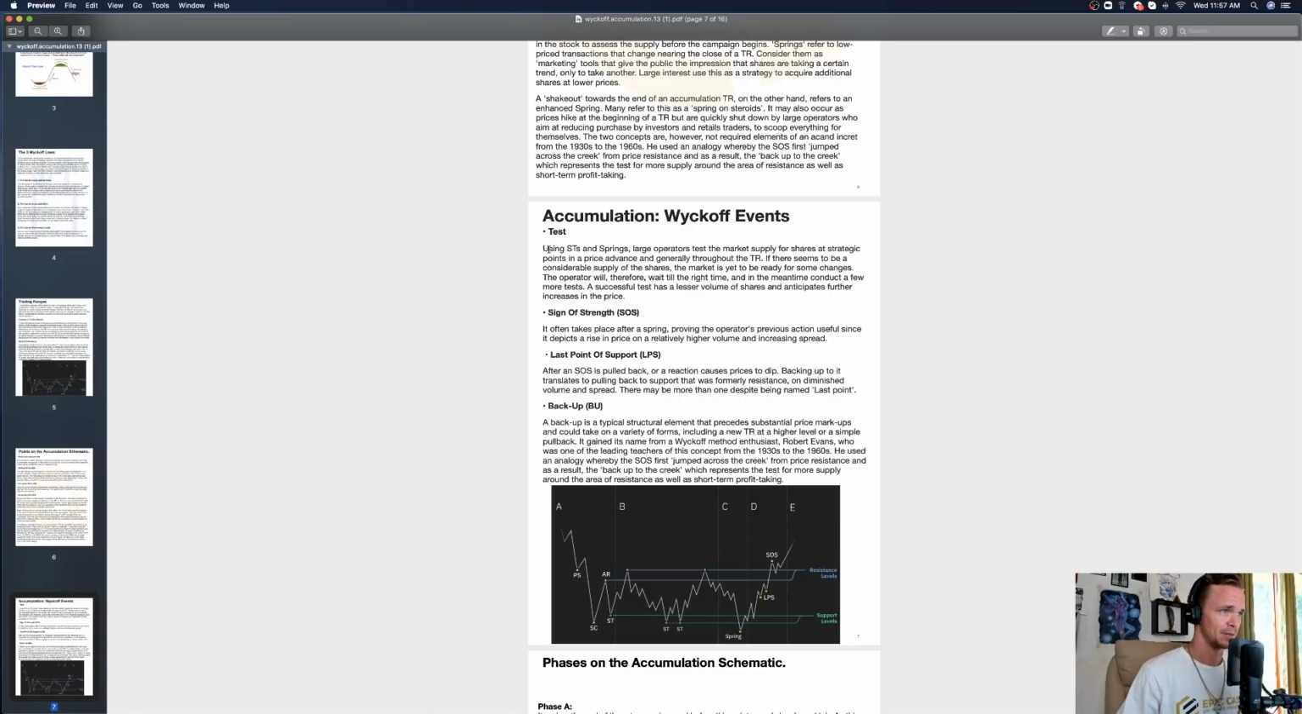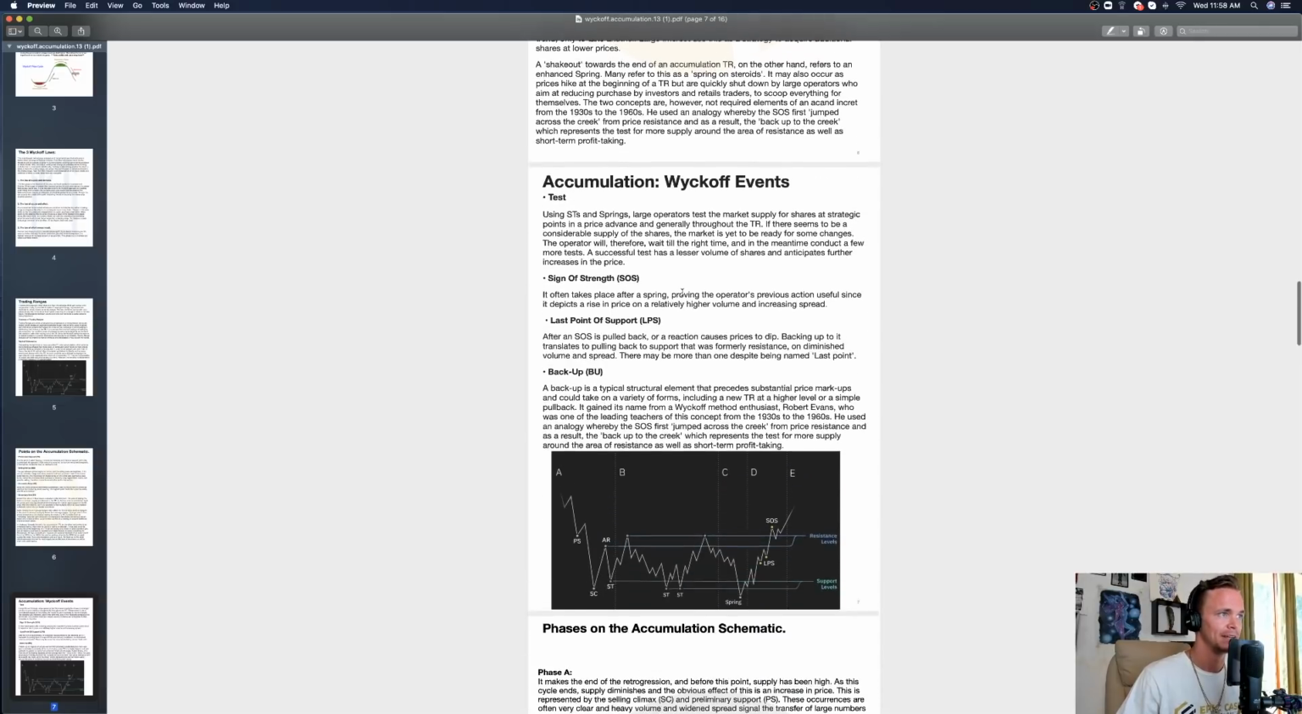Using STs and springs, large operators test the market for supply in shares or cryptos at strategic points in a price advance, generally throughout the trading range. If there seems to be a considerable supply of these shares, the market is yet to be ready for some changes. The operator will therefore wait until the time is right, and in the meantime conduct a few more tests. A successful test has lesser volume of shares and anticipates a further increase in price.